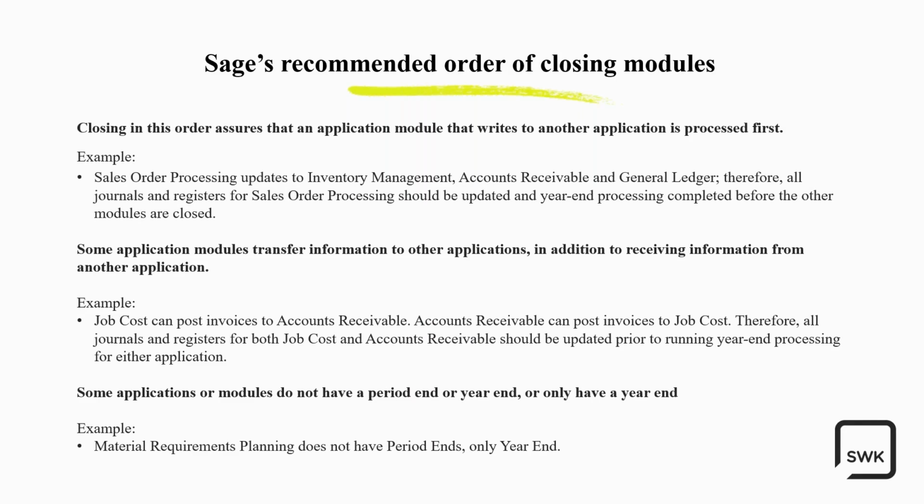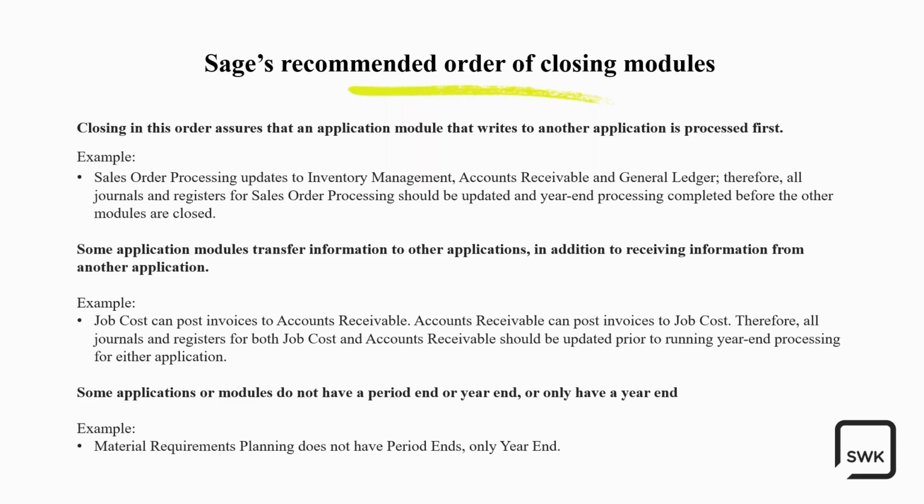This closing in this order is done because of specific reasons. So if you're doing sales order processing, that updates to inventory and receivables and general ledger. So you should do your sales order processing first, because if you close inventory and receivables before that, you won't be able to do your invoice update to that particular period in inventory or accounts receivable. And another example, job costs can post invoices to receivables, receivables can post to job costs, so you want to make sure the registers and journals are all updated prior to running this.